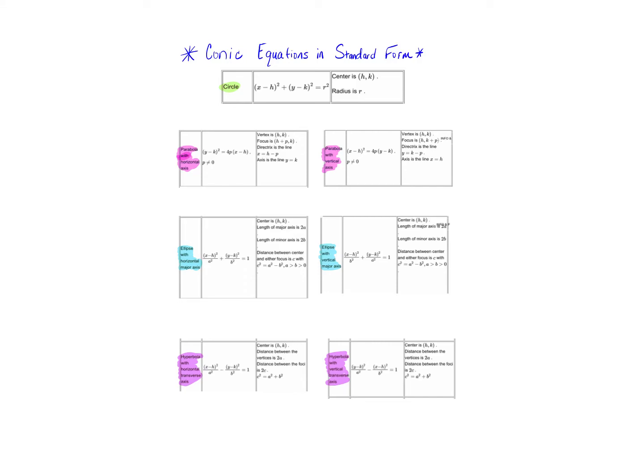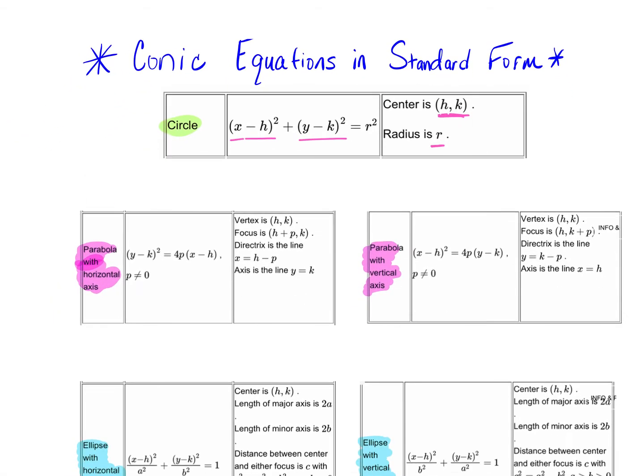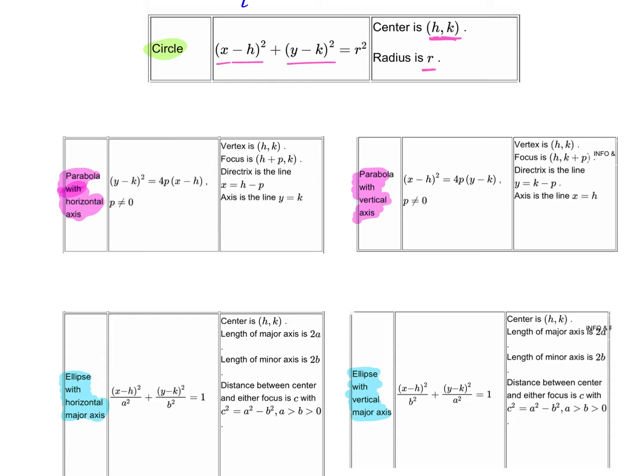Alright, first thing I want to do is take a look at our formulas. So up first, we have circles. Circles, your x is going to be squared, your y is going to be squared, your h and k are your center, your radius is r. Pretty much straightforward, nothing special about that.